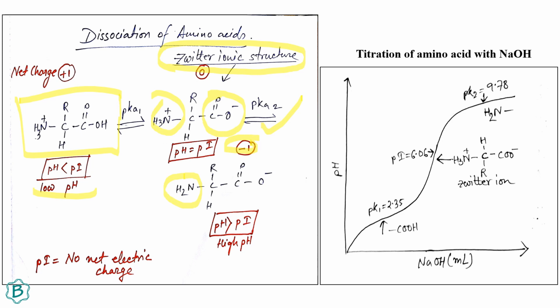Now, titration of an amino acid with NaOH, how will it look? If you add NaOH solution here and measure the pH, as I mentioned, at low pH the COOH will release its proton. If you further add NaOH, there will be a zwitterionic structure where the pH will be equivalent to pI, and if you further add, the amino group will release its proton.